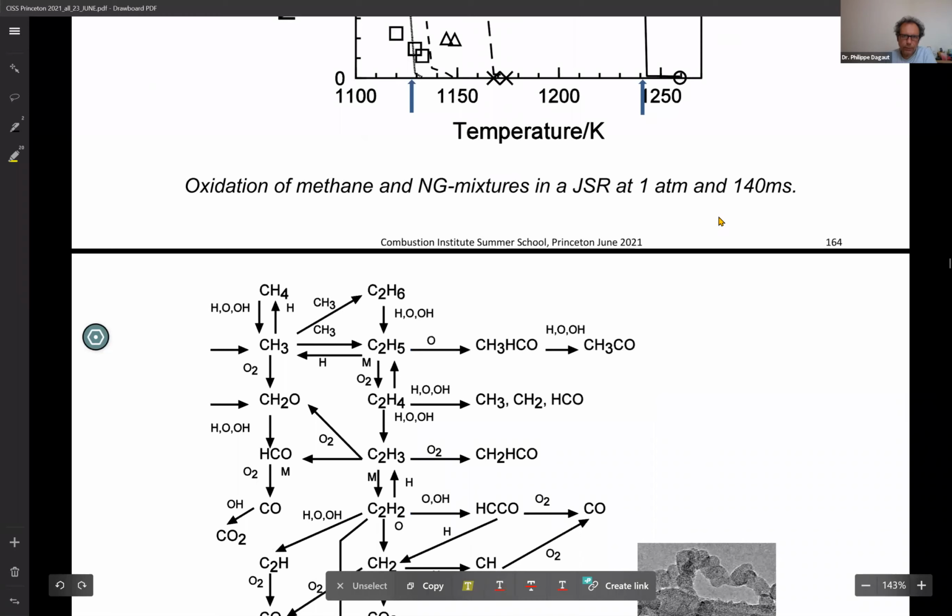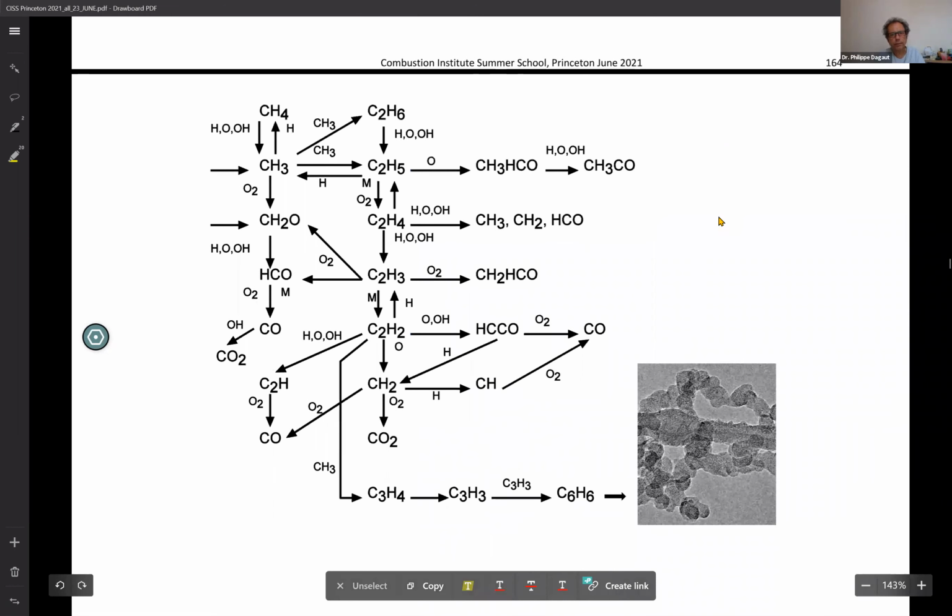So now if we consider the different pathways of oxidation of methane that we can write. So methane, we start to react by H atom abstraction here.